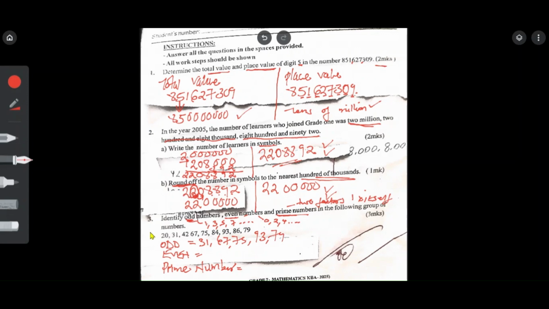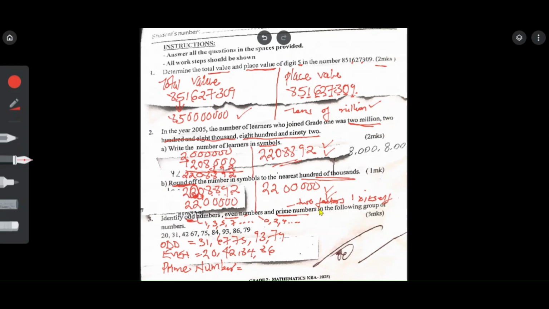When you come to even numbers, you can see it is the opposite of these ones. So we begin here. 20 is an even number. We have 42. We have 84. Then you have 86. The others are not even numbers.